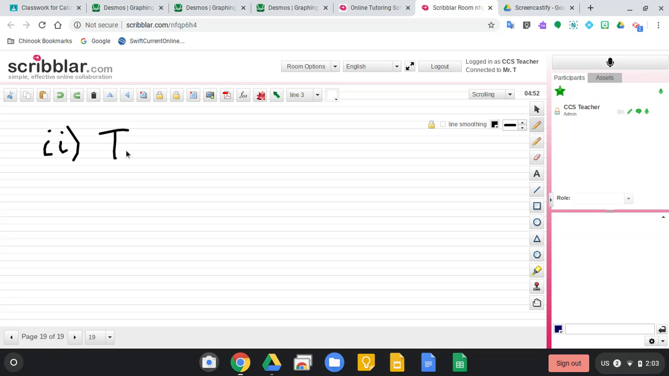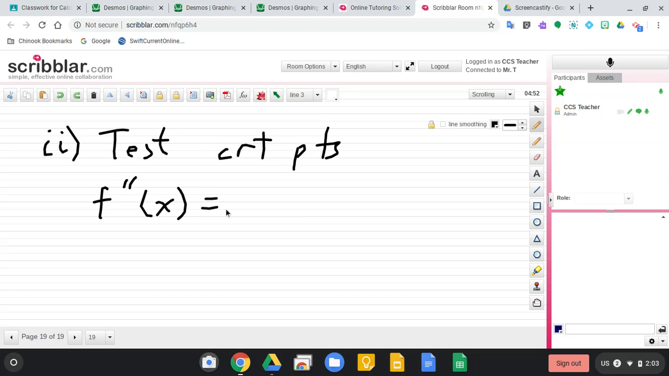We need to test our critical points. And so to test the critical points, I need to find my second derivative. Now, the first derivative was 4x cubed minus 3x squared. So when I use the power rule, my second derivative will become 12x squared minus 6x. So let's just go back.